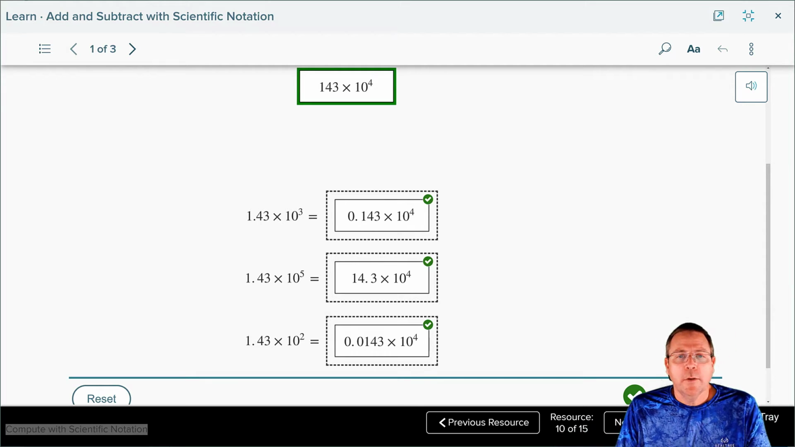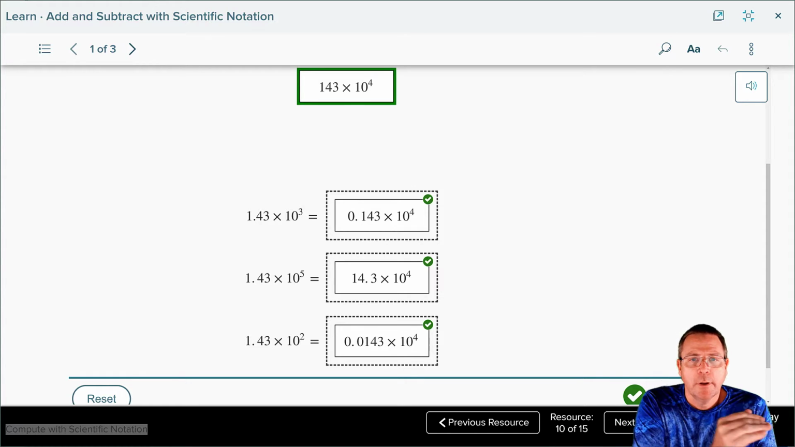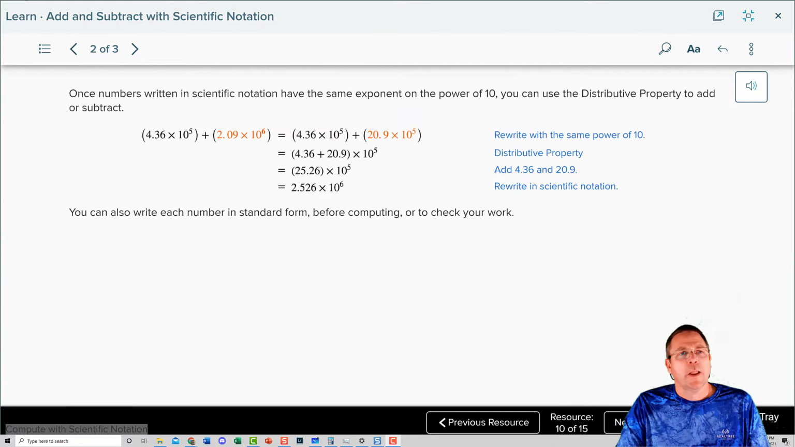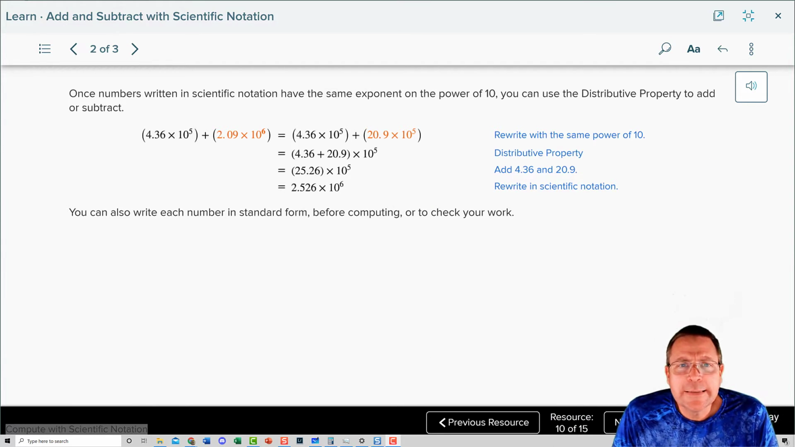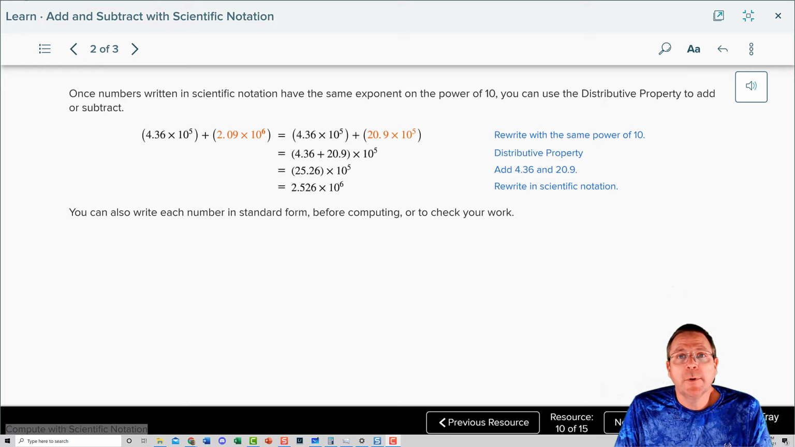Now I know it can be a little fuzzy and confusing figuring out which way to move the decimals, but just go back to think about the lessons we've had on scientific notation and how if you bounce a decimal to the left, the exponent goes up. If you bounce the decimal to the right, the exponent value goes down. Once numbers written in scientific notation have the same exponent on their power of 10, then you can use your distributive property and add or subtract.